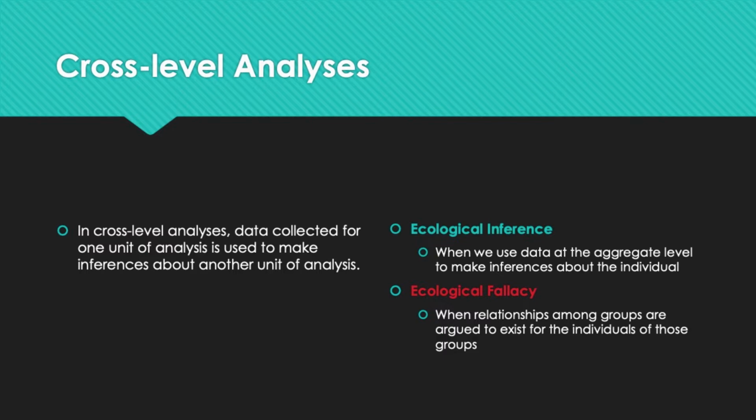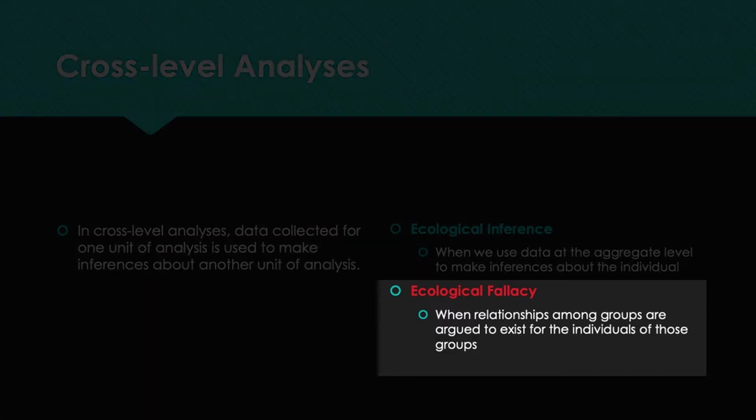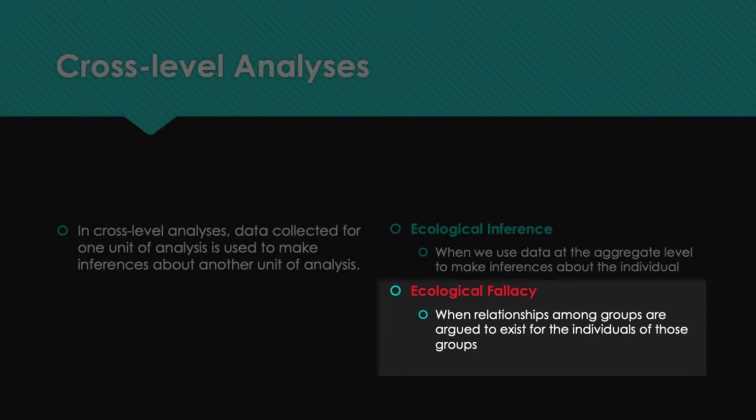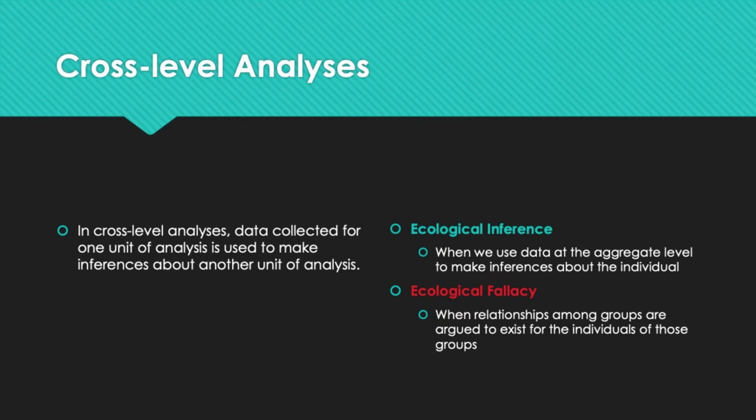In most cases, we don't have perfect data, so we have to make an inference or an assumption about the relationship that's really going on there. Ecological fallacies, on the other hand, occur when there's a relationship among groups, and then we argue that group level relationship exists at the individual level when it actually doesn't, right? So these are big no-nos, big things we want you to avoid.